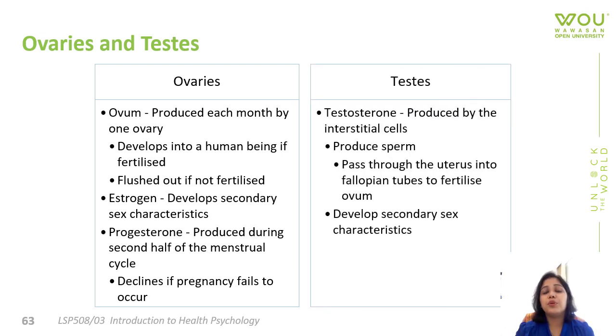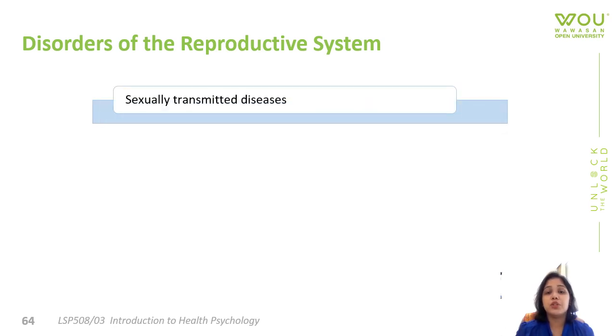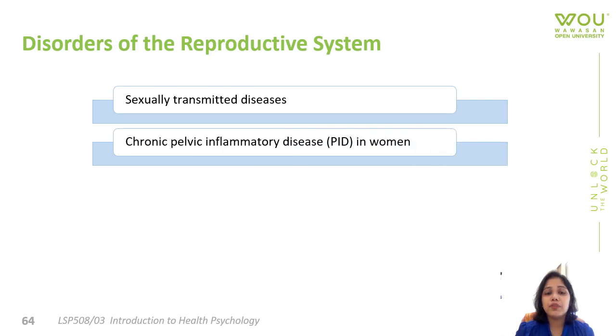Now the testes produce testosterone hormones, and they produce sperm. The sperm, if passed through the uterus into the fallopian tube, meets the ovum, which then develops into a human being. And also testes develop secondary sexual characteristics such as development of beard, or they cause the voice of the male to deepen, as well as hairs, so the male characteristics.